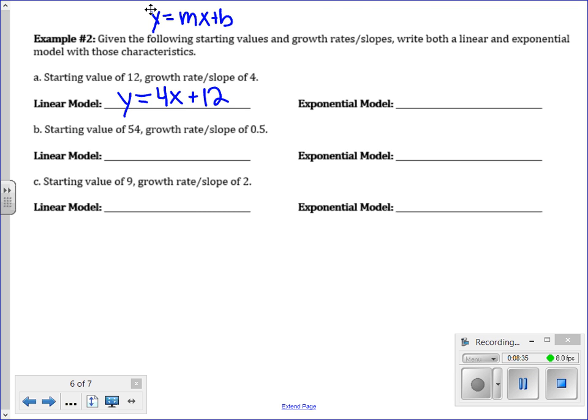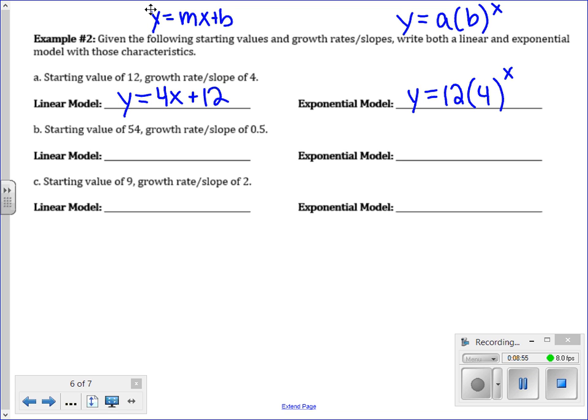An exponential model with the same characteristics would be y equals 12 times 4 to the x. Remember, exponential models are of the form y equals a times b to the x. So if the starting value is 12 and the growth rate is 4, that's the exponential model I would have.